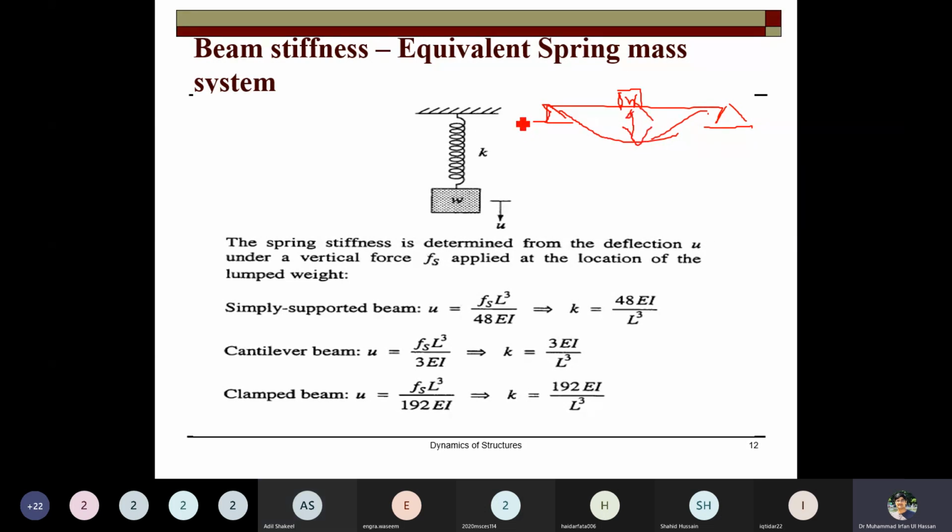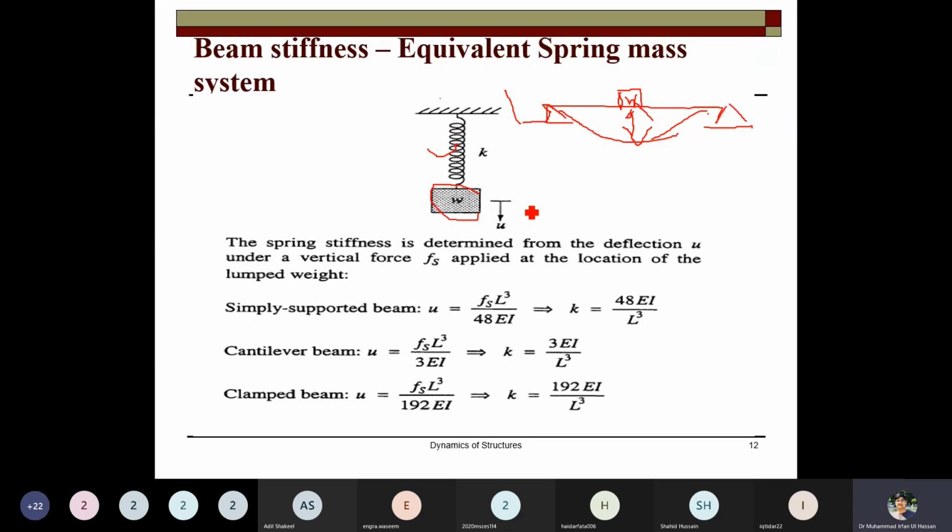Any beam can be represented by this spring mass system, where the spring is the stiffness of that structural component, and W is the weight that is acting in the middle or wherever you are determining the U. So W is in line with the U value. So you can determine the stiffness of different beam components using this analogy, making any beam a spring mass system.